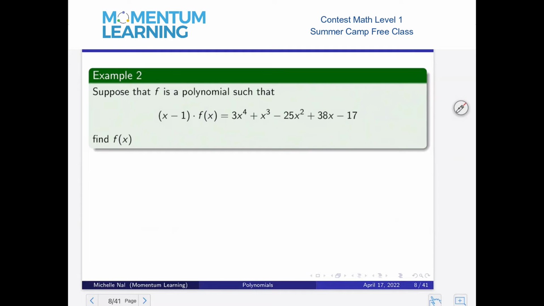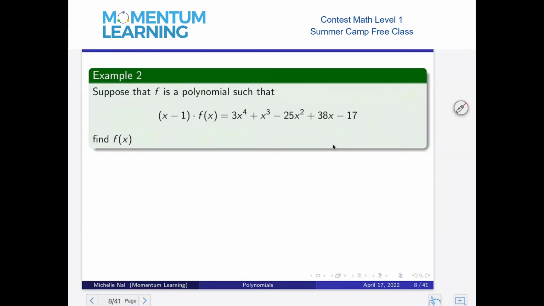For example 2, the question says that there is a polynomial such that x minus 1 times f of x is 3x to the 4 plus x cubed minus 25x squared plus 38x minus 17. So find f of x. Now, we ask them, how do we start the problem? We are asked to find this f of x.